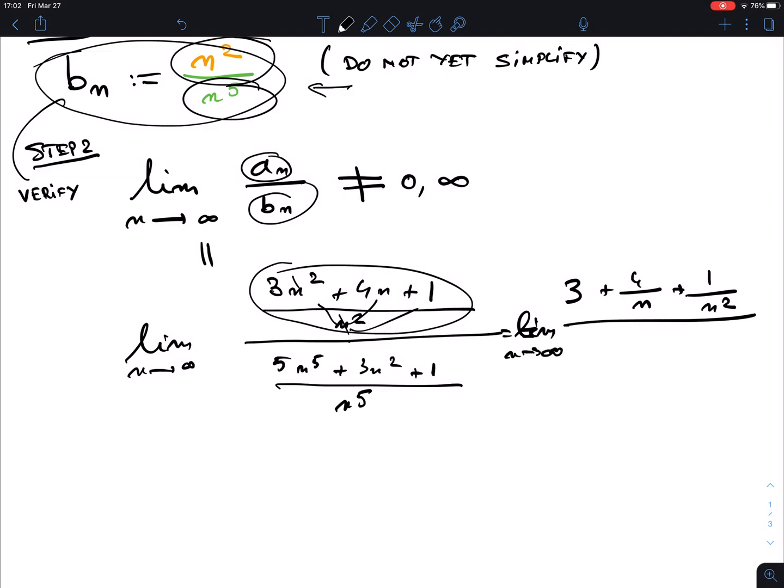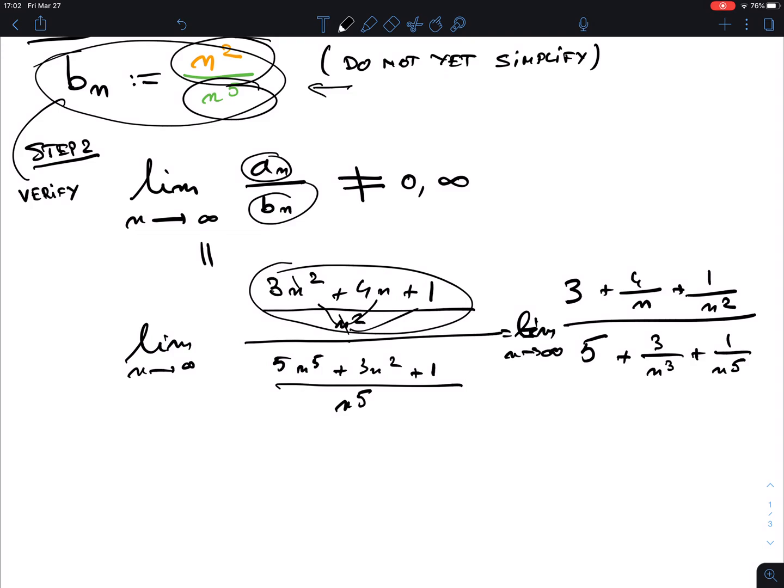What happens in the bottom? I do the exact same thing. N to the fifth divides each of these guys. So what we have, the first one is just 5. The second term, we have an n squared on top, n fifth on the bottom, so we actually have n cubed in the bottom. And then the last one is 1 over n to the fifth. Make sure that you understand where these powers come from.